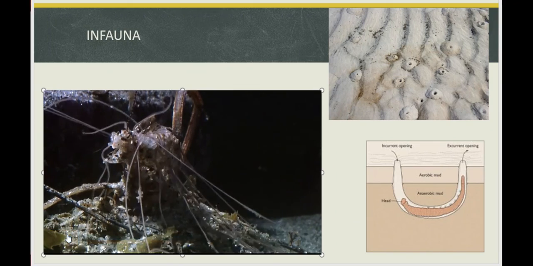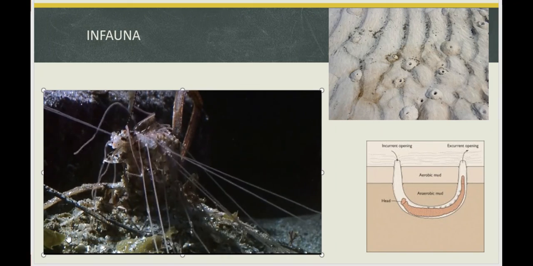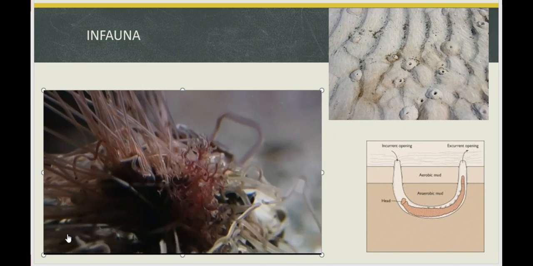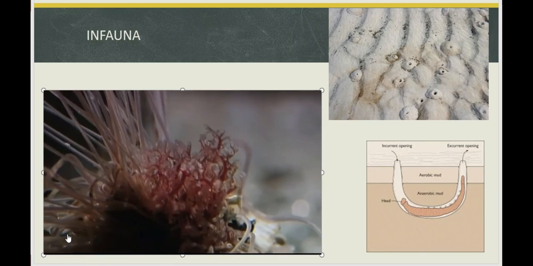So all you ever see of this worm, usually, are the white, extendable tentacles that look like spaghetti on the ocean floor. And sometimes you might see a frilly, bright red bush of gills.